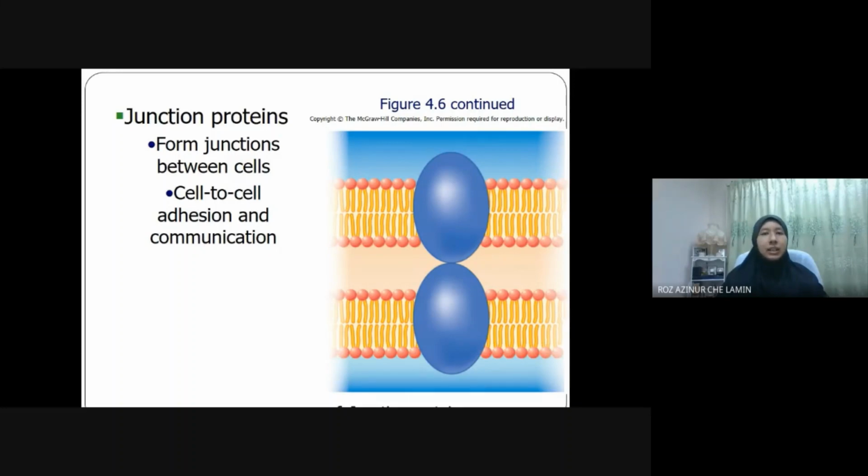Okay, next is the junction protein. Junction protein can form junctions between cells, which allows cell-to-cell adhesion and also communication. This is the figure. This is an example of the junction protein, where these two proteins allow two cells to communicate with each other.